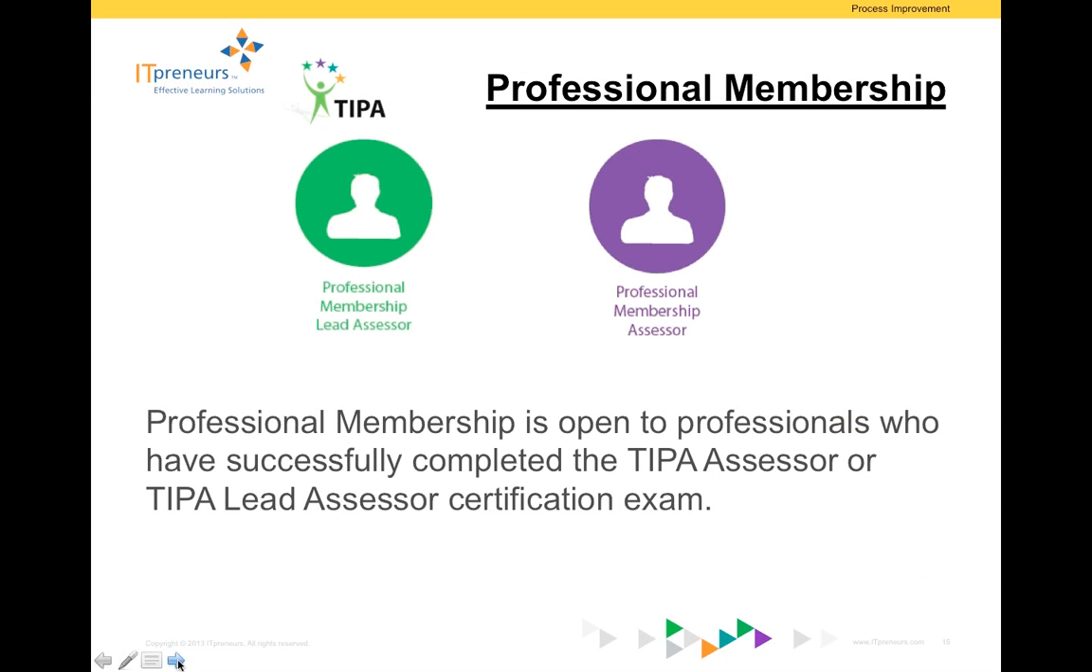So for the professional membership that I mentioned, there are 2 levels, one for the assessors and one for the lead assessor. So 2 different levels, with 2 different levels of cost associated with them. Lower cost for an assessor, a little bit higher cost for a lead assessor, again, to make that as optimal as possible for organizations so that they only have to acquire what they really need.